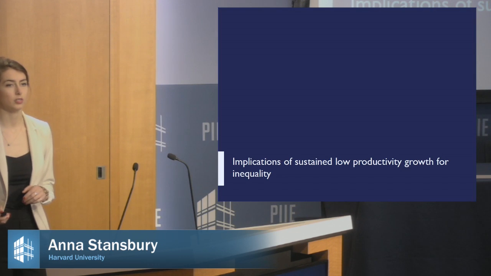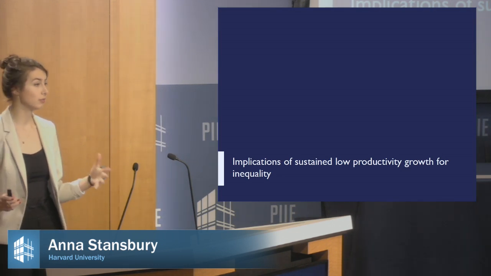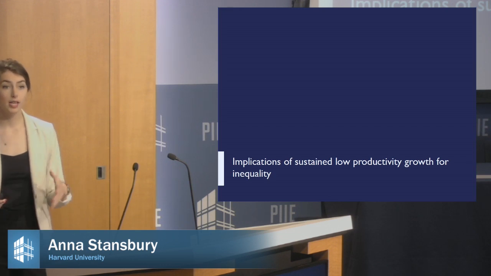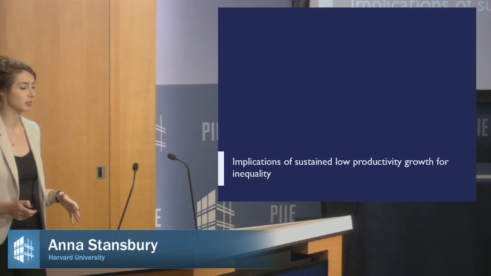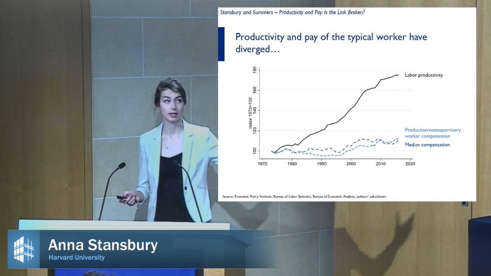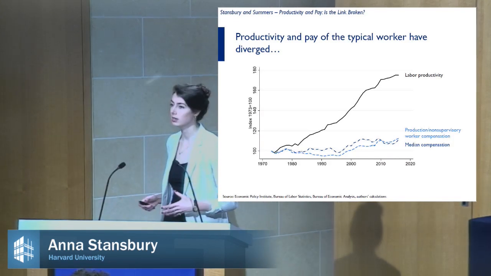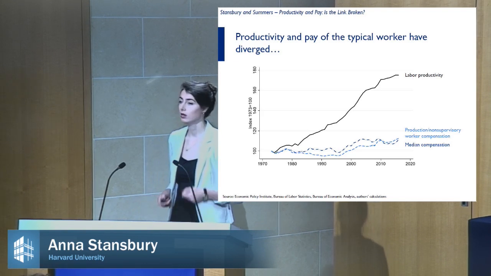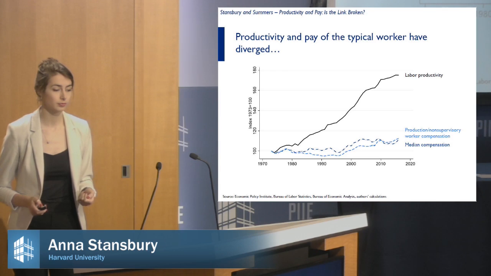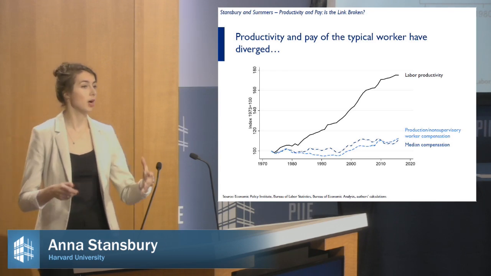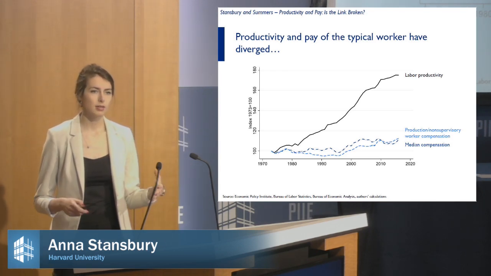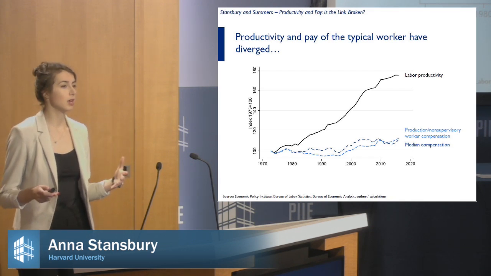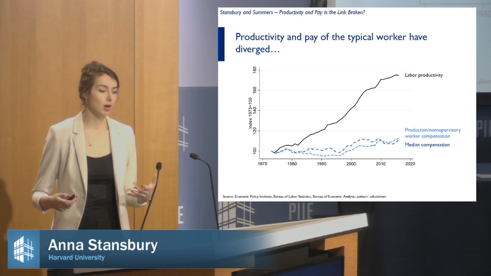So to start with the implications. Arguably, the defining fact of inequality in the US in the last 4 or 5 decades is the decline in the relative incomes of typical workers. This is one way to illustrate it. You can see that median and production and non-supervisory workers' pay has grown much more slowly relative to labor productivity. A natural question that this graph might suggest is, does productivity growth still benefit typical workers? And that is the premise under which Larry Summers and I wrote our paper.